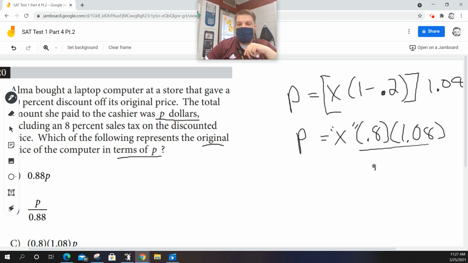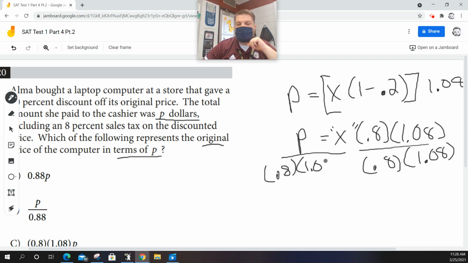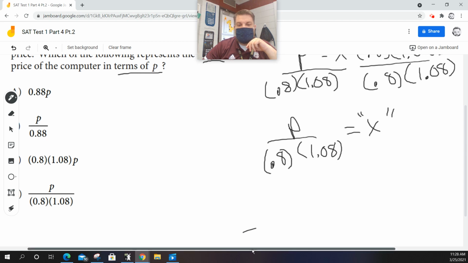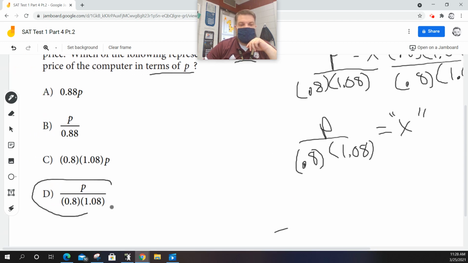So I'm just going to divide by 0.8 and by 1.08. And whatever I do on one side of the equal sign, I got to do on the other. So the original cost X is equal to P over 0.8 times 1.08. I believe that is D.